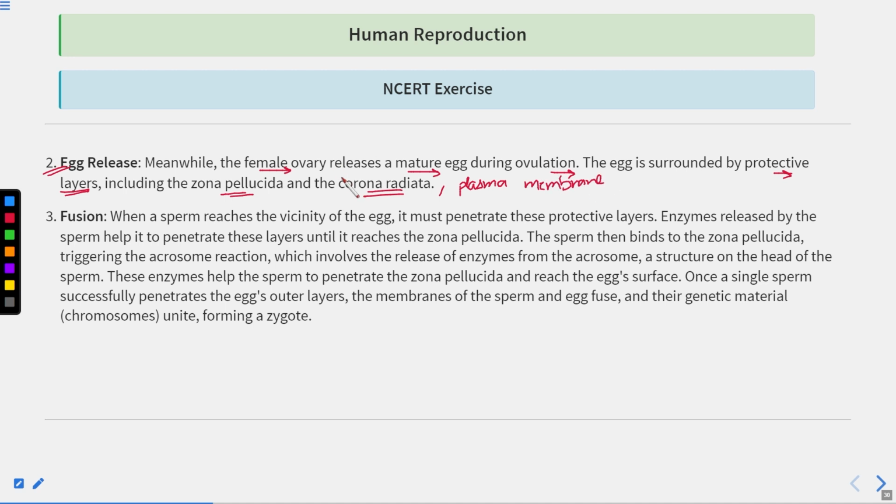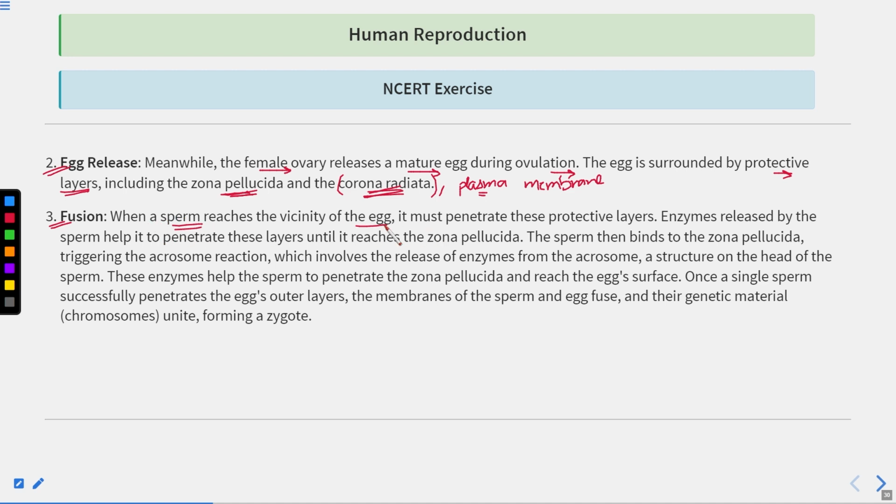Okay, so the outermost layer is the corona radiata, which is made of follicular cells, and it protects the ovum. Zona pellucida is the layer which is present beneath the corona radiata. Okay, and then you have the innermost membrane, which is known as the plasma membrane. Okay, clear? Next is the fusion, meaning fertilization.